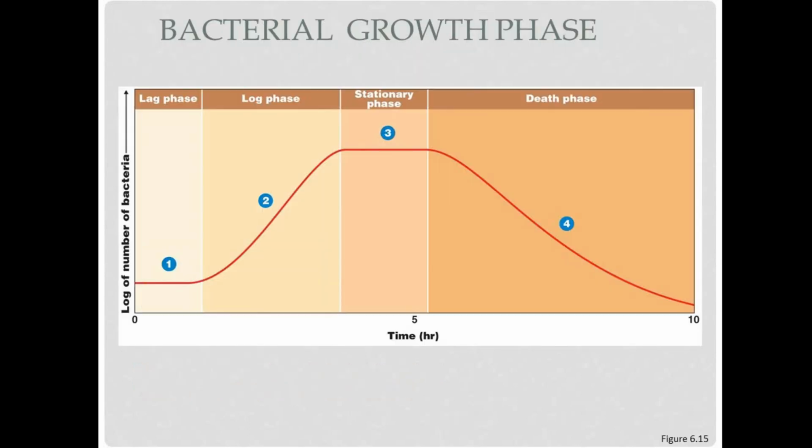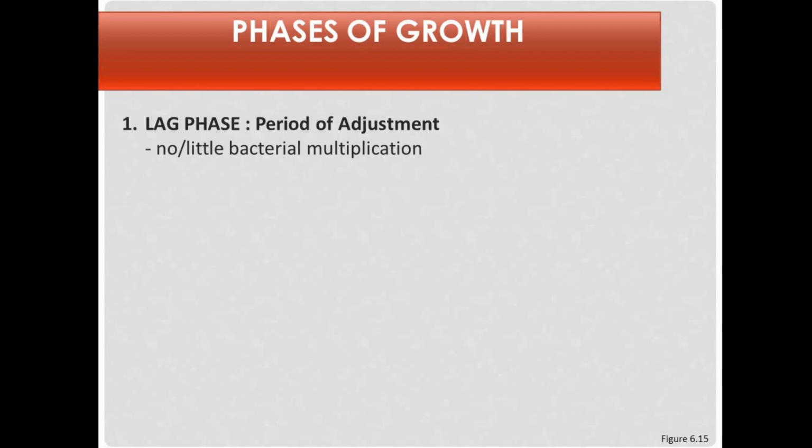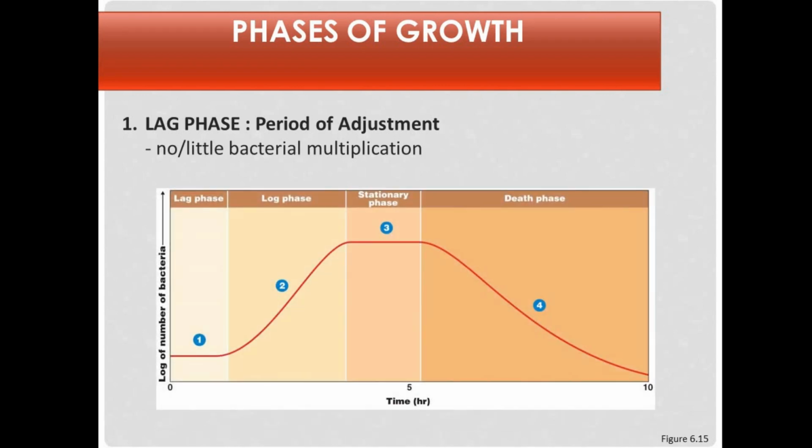Okay, so let's talk about the bacterial growth phases. There are four stages in bacterial growth. We have the lag phase, the log phase, the stationary phase, and the death phase. Let's talk about the lag phase. In this phase, or the period of adjustment, there is no lethal bacterial multiplication.